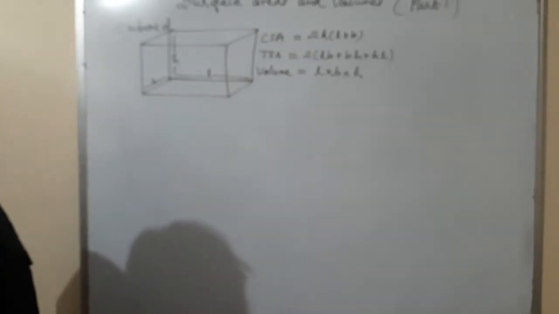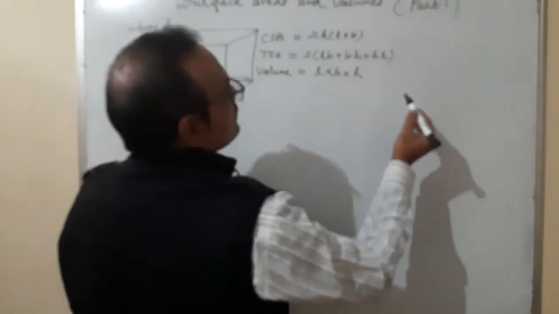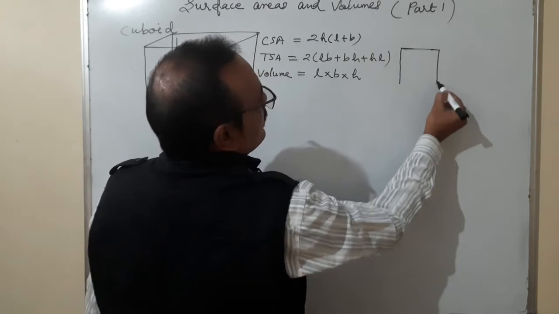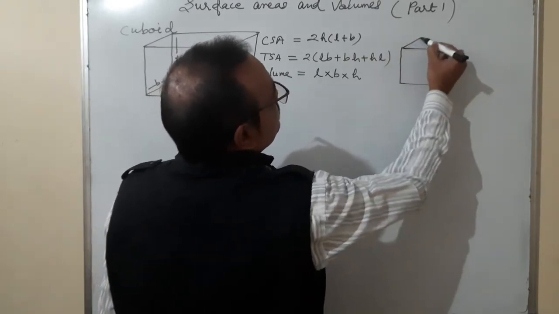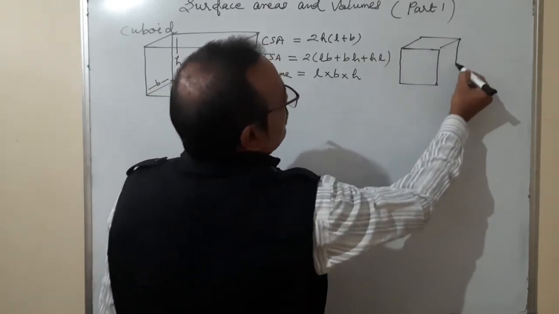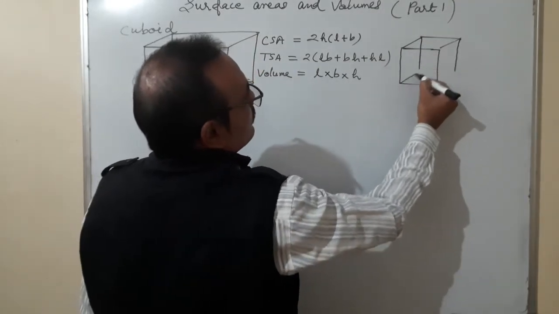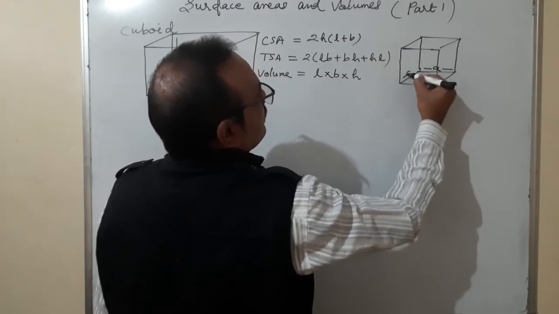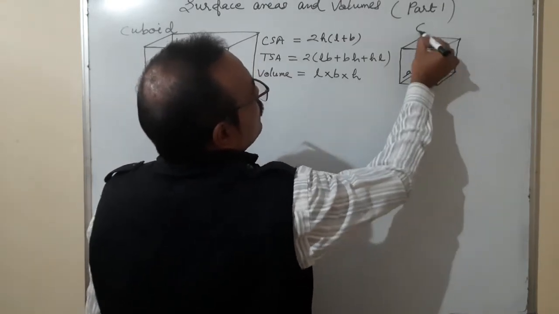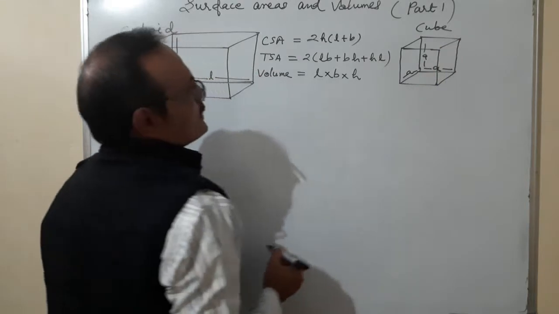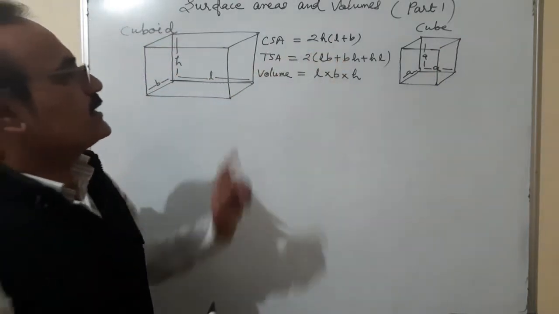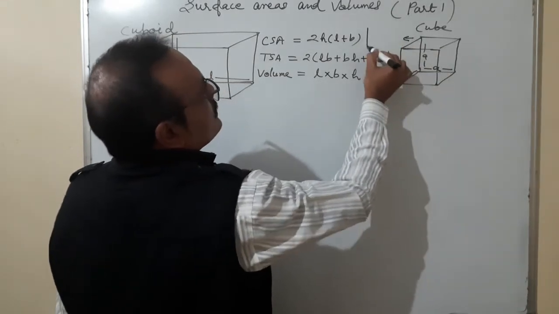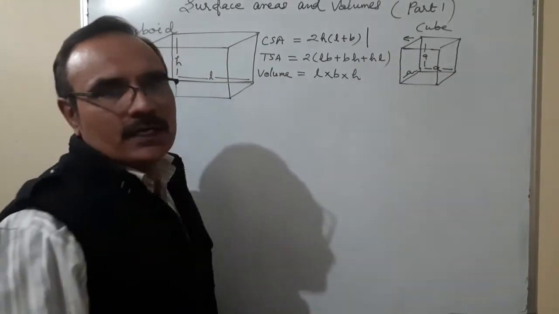If we discuss cube, then what happens? In the cube, length, breadth and height all are same, equal. So we'll not give the different names LBH, we'll give one name, A. It is cube. Here CSA, TSA and volume. The CSA is curved surface area.